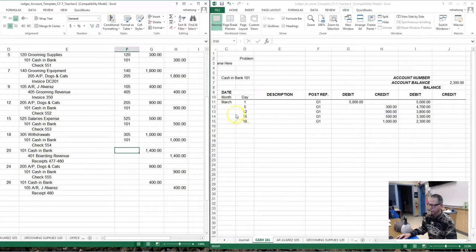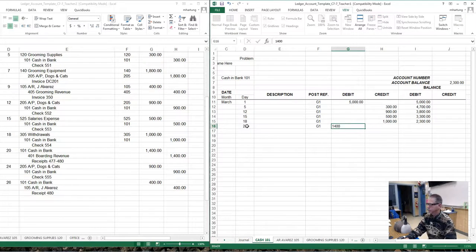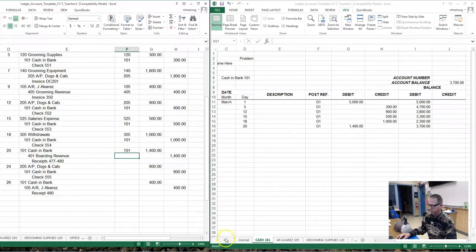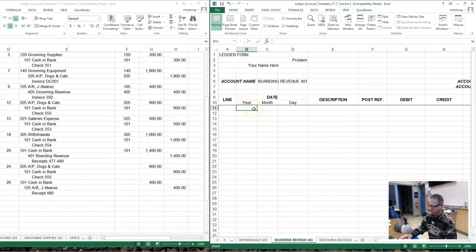Increase to cash. Looks like we earned some money, so I'm already on my cash, so that's going to be a debit here on the 20th. Previous balance plus, because debits increase our cash. And that came from work that we did in the boarding area. Boarding revenue. There we go.